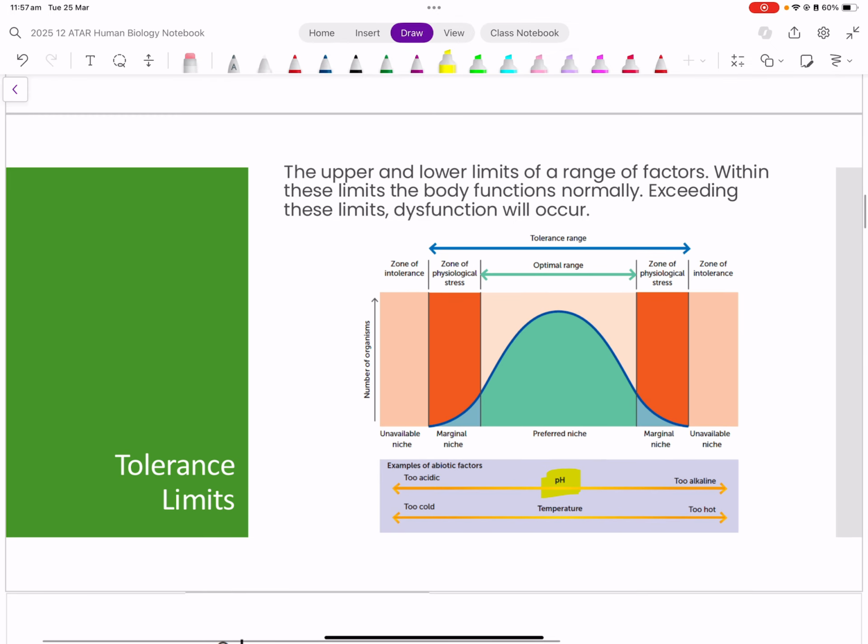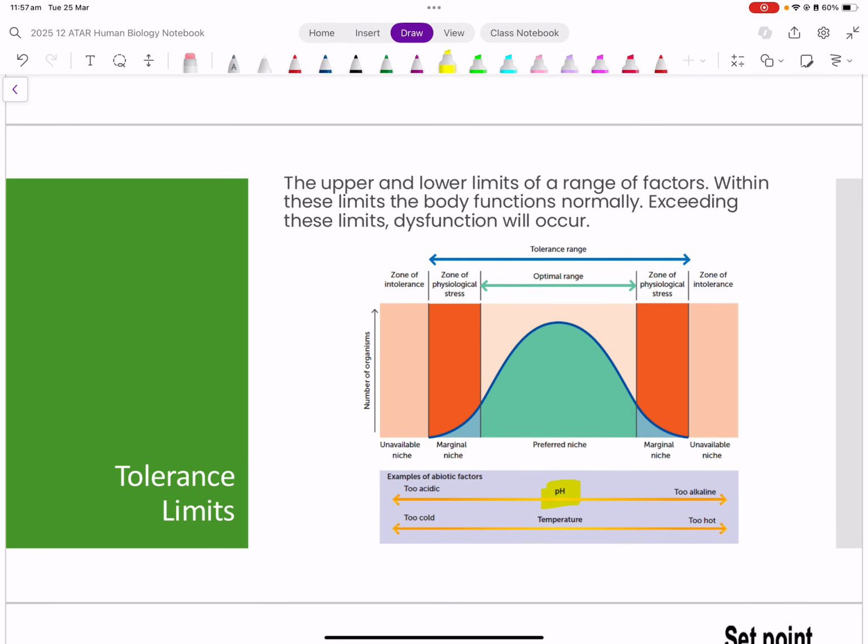So to help us, we have these tolerance limits, okay? And these tolerance limits are not exact necessarily, but they are the lines which we can't cross. They are the things that we need to exist within. If we go too much one way or the other way, it is going to dramatically affect our ability to function normally, okay? After we go past our tolerance limits, dysfunction is going to occur, and in extreme instances, it can lead to death.